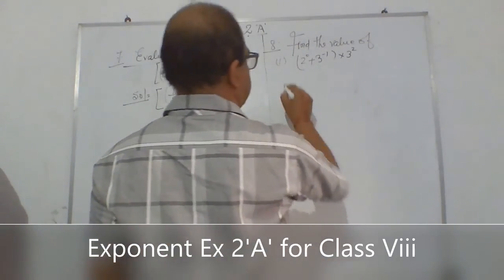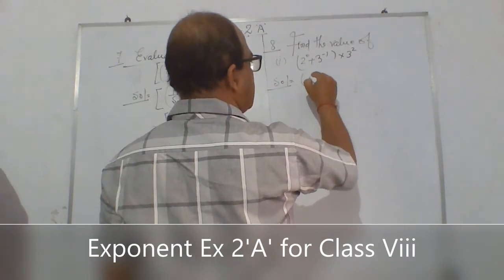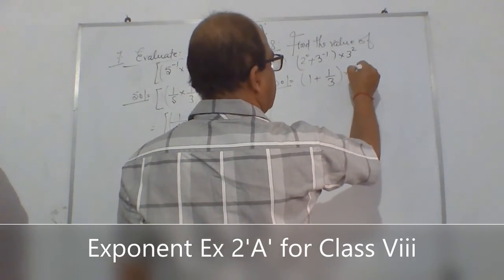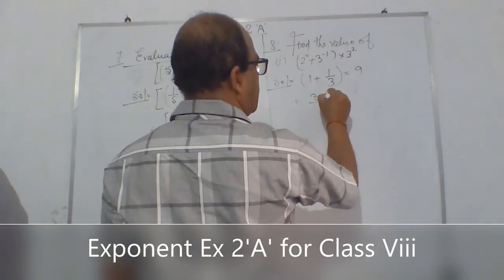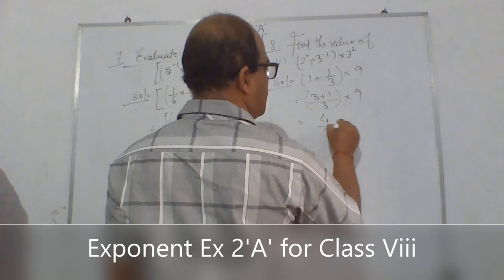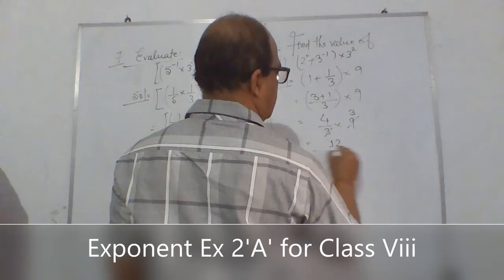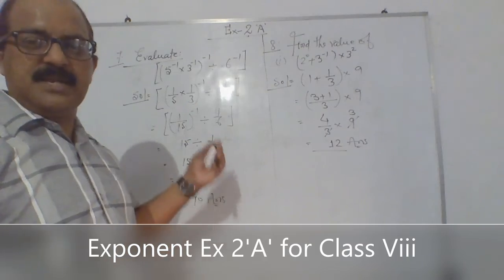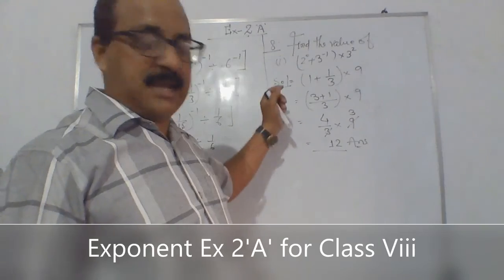In question number 8, 2^0 means 1, plus 3^-1 means 1 by 3, into 3 3s are 9. Take the LCM 3. 3 plus 1 into 9, 4 by 3 into 9, 3 3s are, and the simplification of it is 12. This one is the answer. Thus, both questions are easy, and here one or two questions of the same exercise.